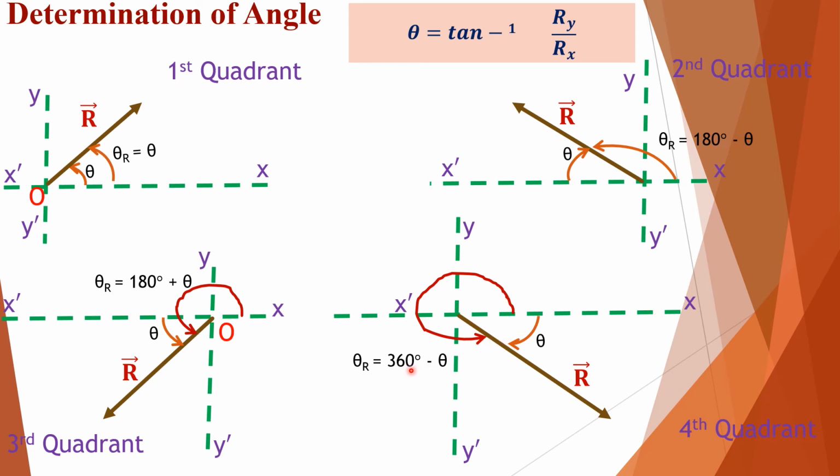360 degree minus theta. This complete circular angle is 360 degree and this angle is theta. We can subtract 360 degree and theta to get this angle, that is theta r. Hence, theta r is equals to 360 degree minus theta.